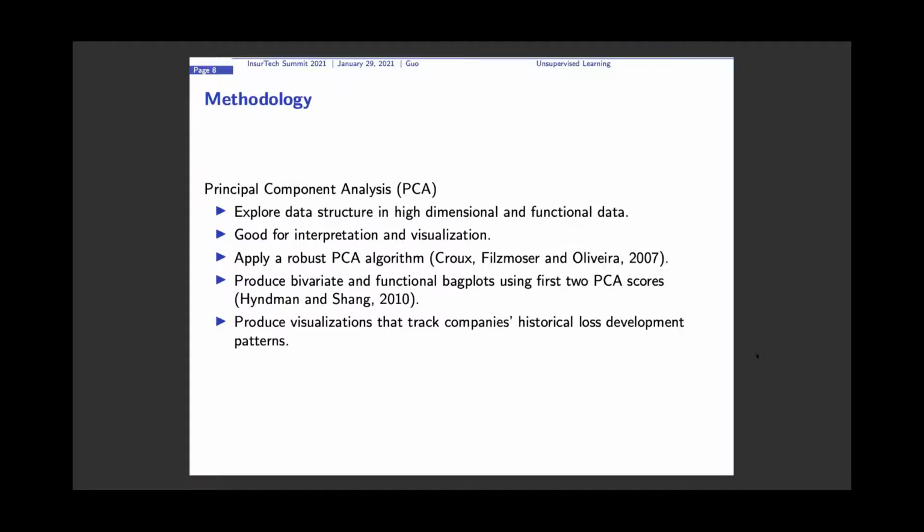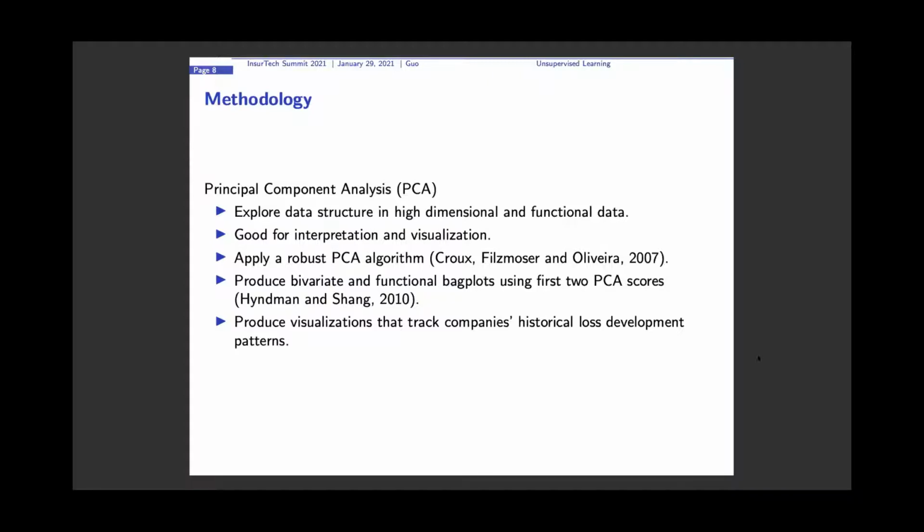And third, PCA, in terms of machine learning, is great for feature extraction. And when I mention the loss development and loss reserving model in the end, you see we're again incorporating PCA as part of the loss reserving model to help with the feature extraction.